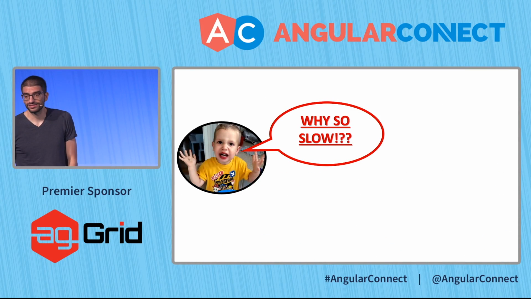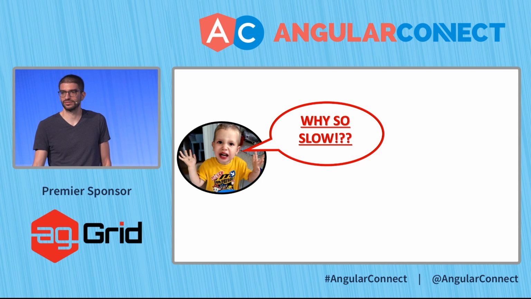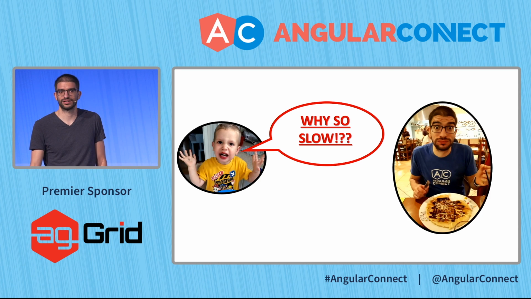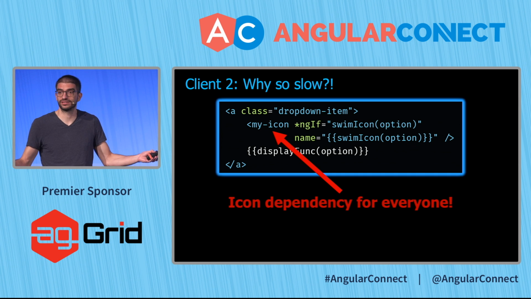And then to add that onto the problems, client 2 comes to us and says, why is it so slow now? And I was like, well, I was just enjoying my pancake. But then if we think back to our component, what we've done is we've introduced this icon library that client number 1 provided for us to all of our clients. And it turns out it is enormous. So we need to do something about this.